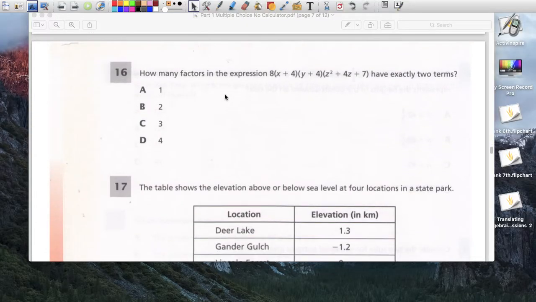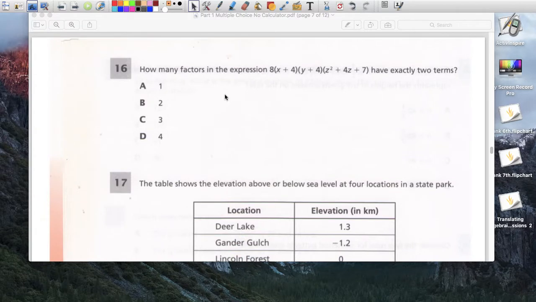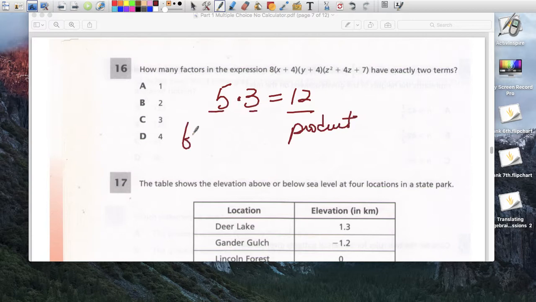How many factors in the expression have exactly two terms? How many factors? Okay, so what's a factor? 5 times 3 is 15. This is called the product. Factors are the numbers being multiplied. So 5 is a factor, 3 is also a factor.